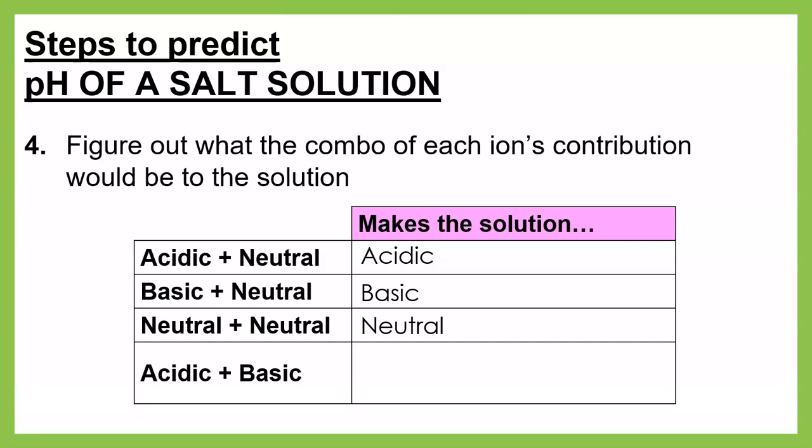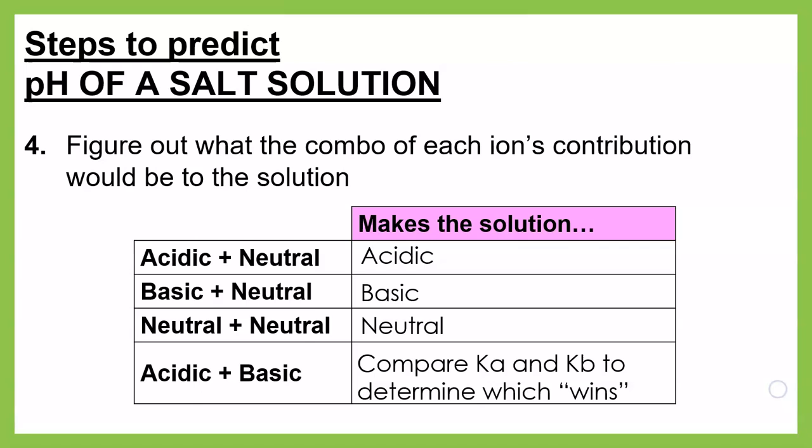But the big deal is, what if you have an acidic contribution and a basic? One ion results in acidic and one results in basic. You have to see which has a stronger effect, which one's going to win. You've got to compare your Ka and your Kb. You have to see which one dissociates more. Are you going to have more dissociated acid, or are you going to have more dissociated base? And that will tell you which one wins. Okay.